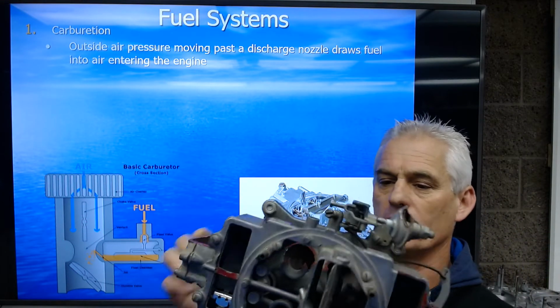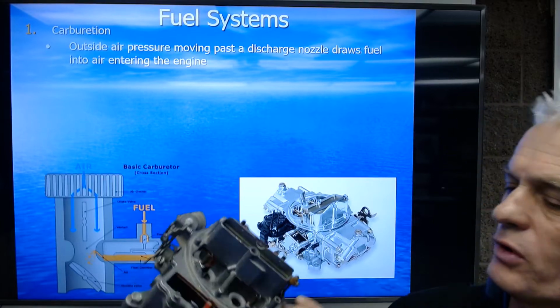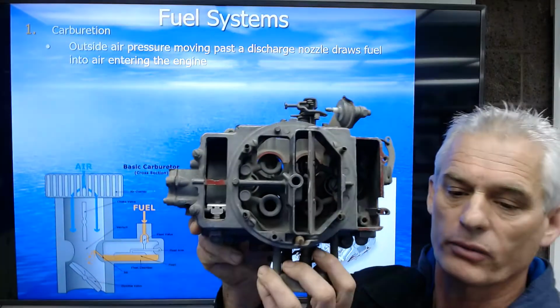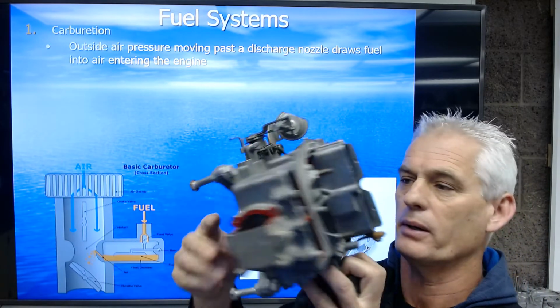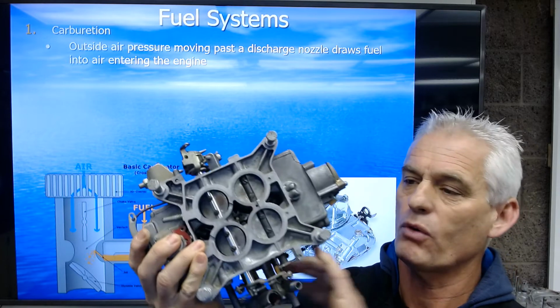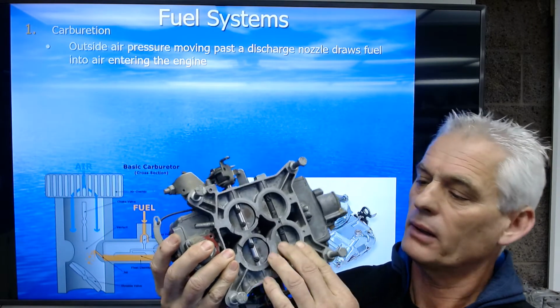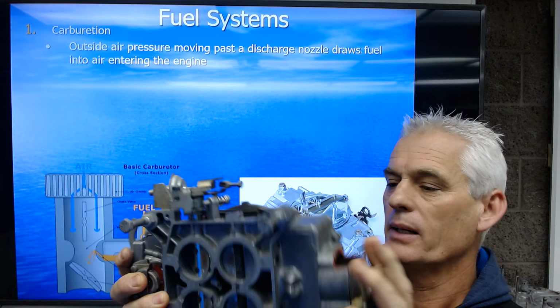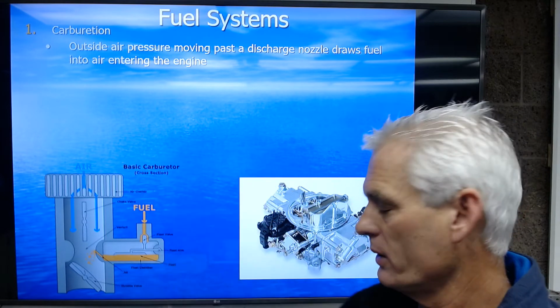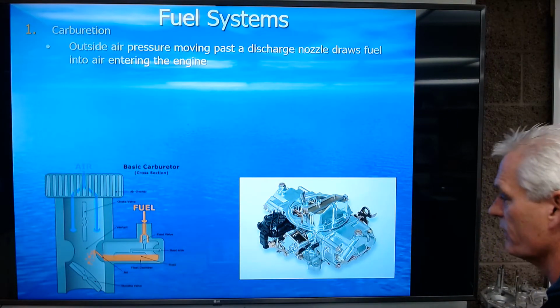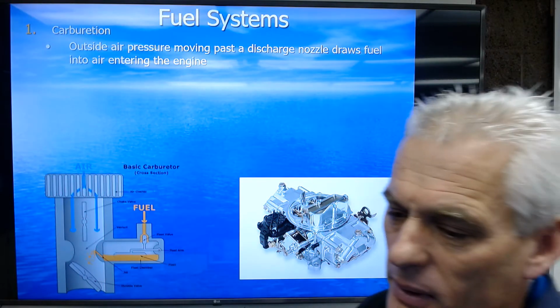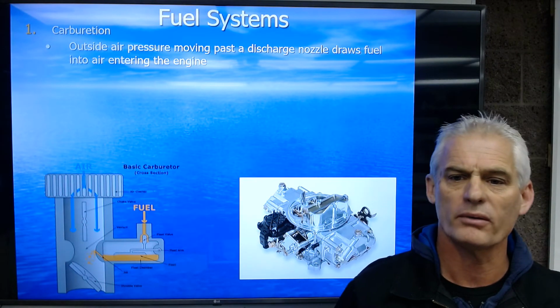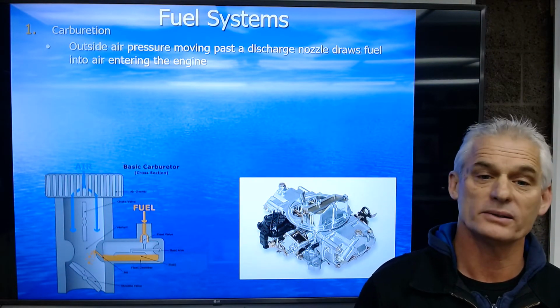This is a large Holley 4-barrel carburetor. Actually, it's a Motorcraft 4-barrel carburetor that's been cut apart so you can see it. These are the 4 barrels here, these two. And a 4-barrel carburetor is, again, a fuel mixing device. So single barrel, 2-barrel, 3-barrel, 4-barrel carburetors are all air fuel mixing devices.